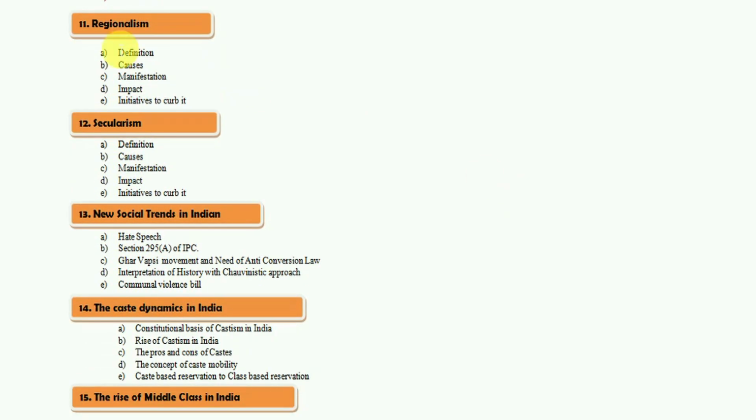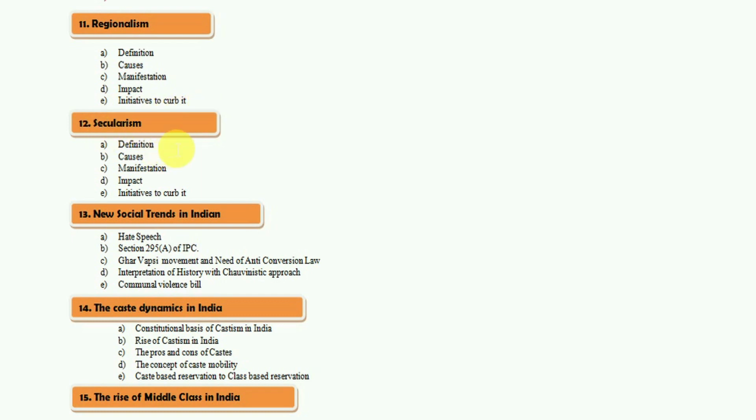Next aspect is regionalism. Again, we are supposed to understand the definition of that, the causes of regionalism, the manifestation of regionalism, the positive and the negative impact of regionalism, and the different initiatives taken by the government to curb it.